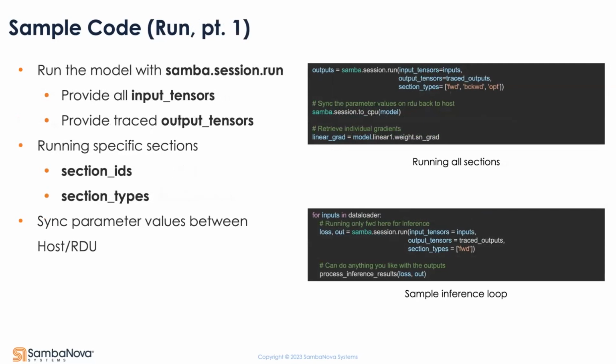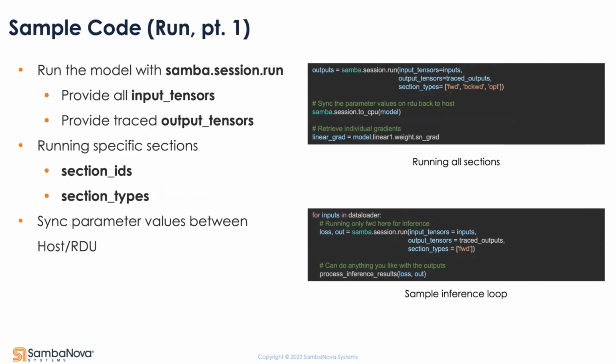Okay, and now to running your model. So you've compiled it, you've traced it, you're ready to go. You have your PEF. So the run facility is samba.session.run. You call that function. So you provide all the input tensors.